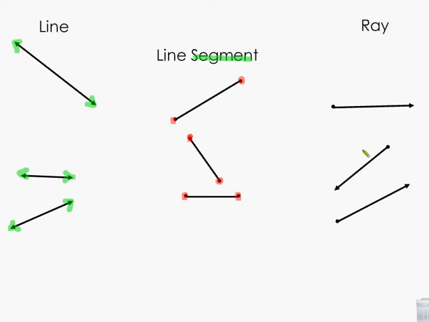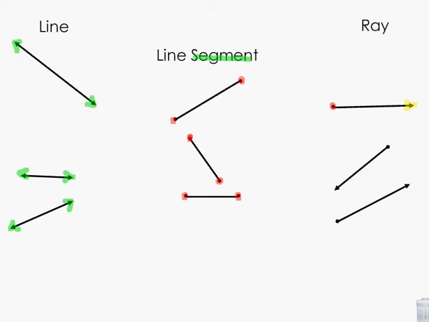These are rays. Rays have one endpoint, and they have one arrow that shows that the line goes on. So it stops on one side, and it goes on the other, just like a line would.